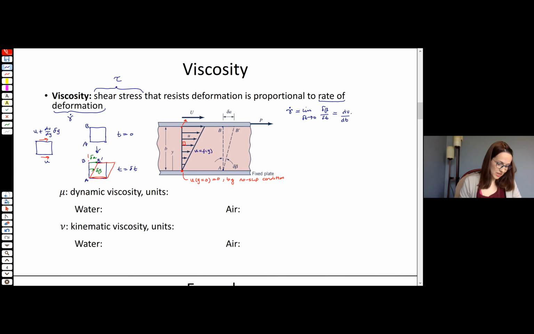Now the very definition of a fluid, I'm going to write this in red because it's important. For solids, we'll say that our force is proportional to the deformation. For fluids, our driving force is proportional to the rate of deformation.